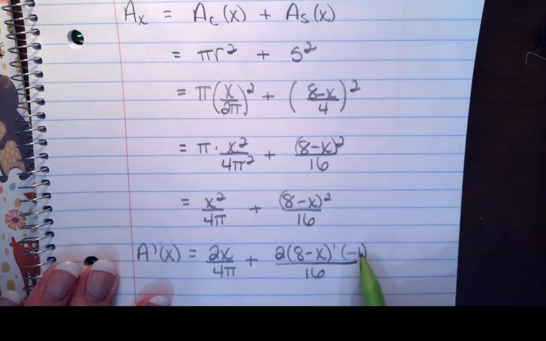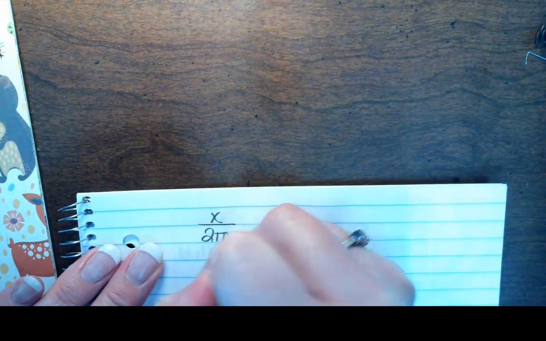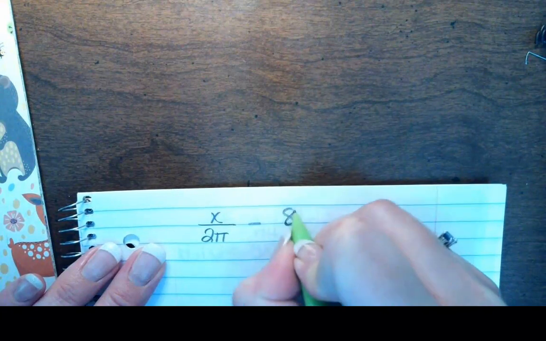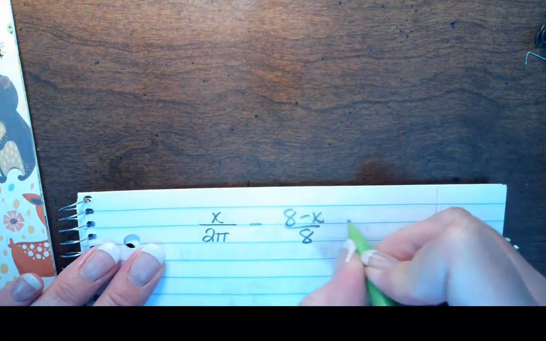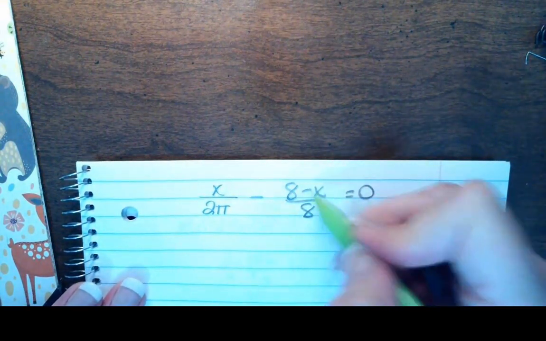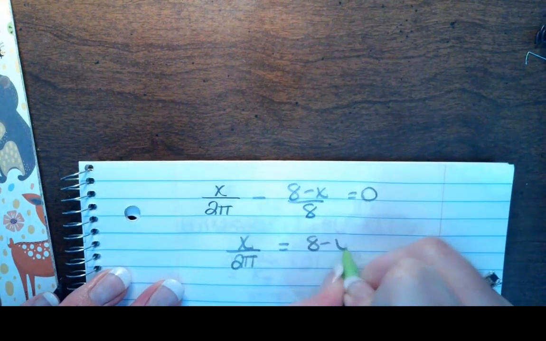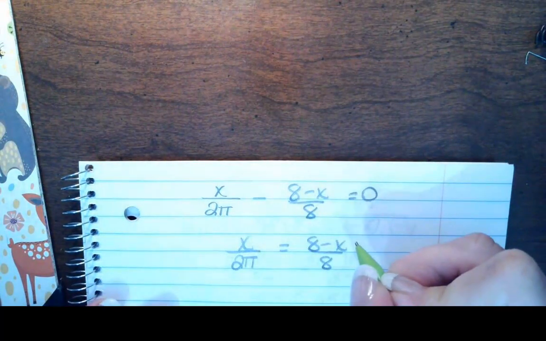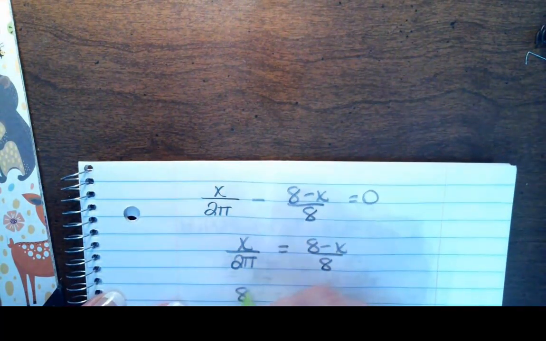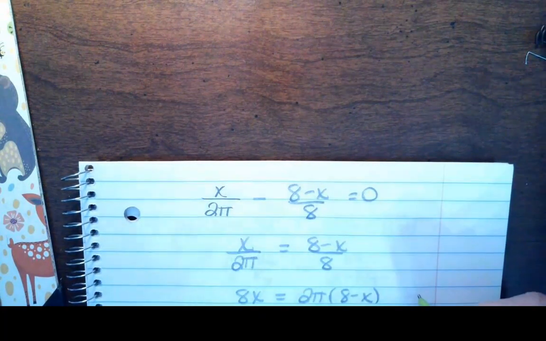And this negative right here, I'm going to bring out front as subtraction. Okay. So I have x over 2 pi minus (8 minus x) over 8, and I want to set that equal to 0. So I'm going to add this negative chunk over to the other side. So I've got x over 2 pi equals (8 minus x) over 8. I'm going to cross multiply, which gives me 8x equals 2 pi times (8 minus x).